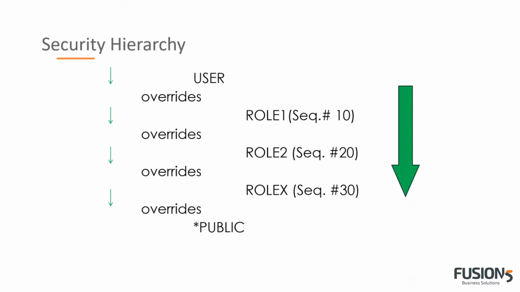In this image here, this person has 3 roles. If I go from the bottom up, everyone has star public security of some form. Then depending on their roles, they have role security, and then they can have user security. Whatever's at the user level overrides everything. Then if they've got that role, whatever's at the top of the sequence will always override the next one below, which at the end of the day overrides everything from public.